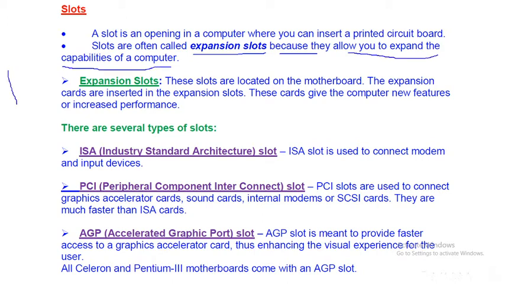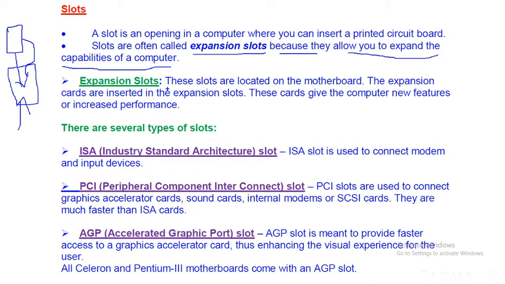Let us take an example. I have one slot. It is a processor slot. In this processor slot I am going to insert a processor. It is capable of hosting the processor in this area, so this area is called a slot. We are expanding the capability of this computer with the help of this slot. So slots are often called expansion slots because they allow you to expand the capabilities of a computer.